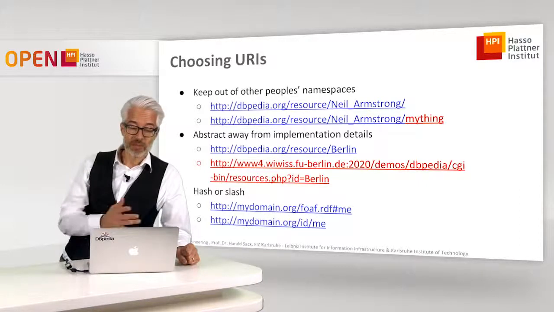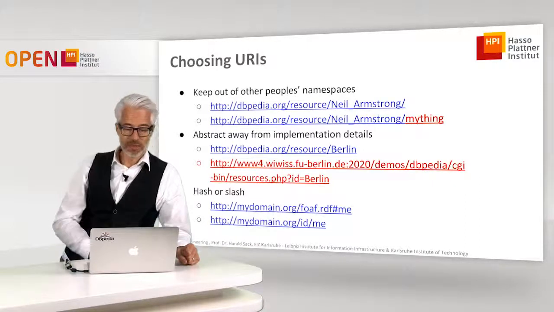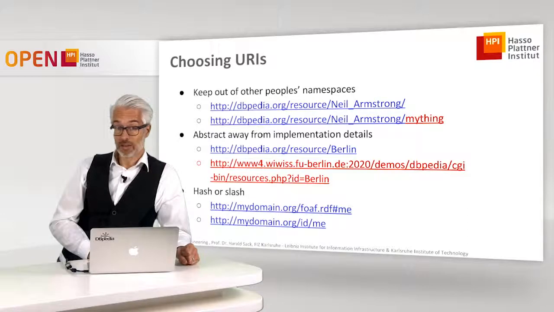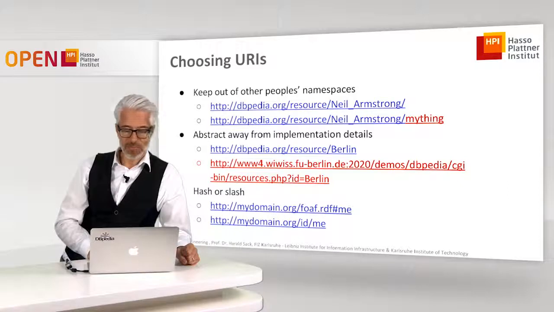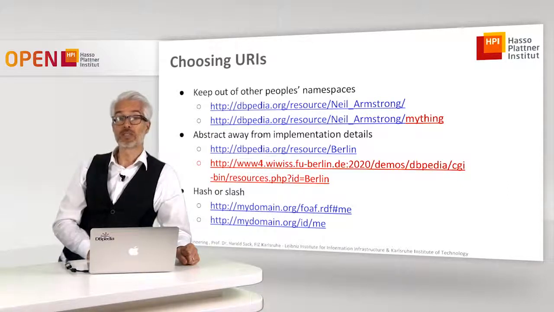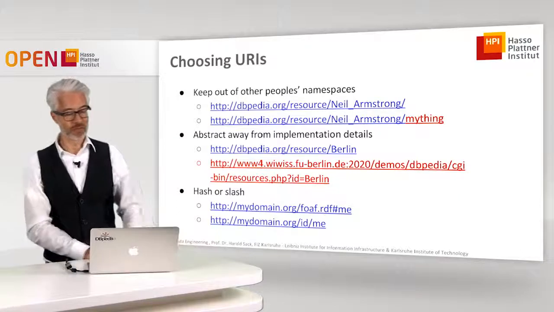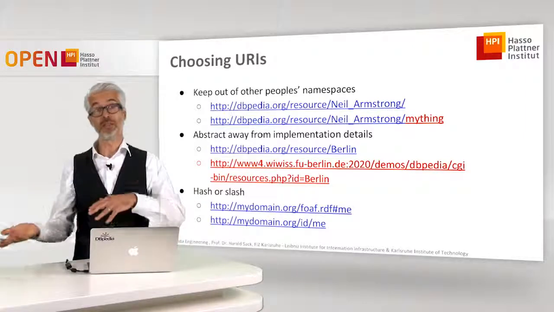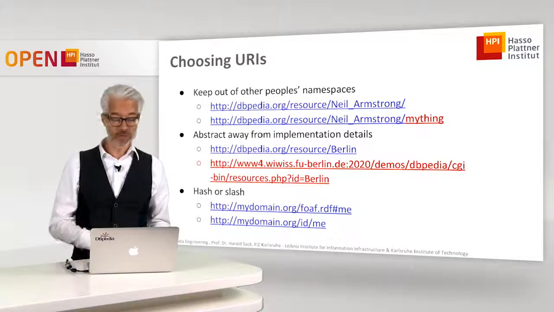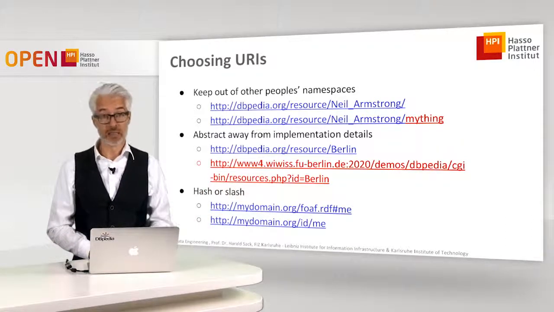Another thing would mean abstract away from your implementation details. So you should favor something like here, dbpedia.org/resource/Berlin, instead of using this long URI, which here gives you again a port number and some CGI resource PHP script which receives a parameter and stuff like that. So this should also not be a URI that you choose for your vocabulary. And if you are talking about yourself, or the concept or information about the concept, you should of course use this hash or slash notation that we have already spoken of right in the beginning of the course.